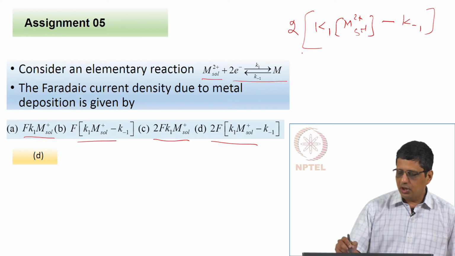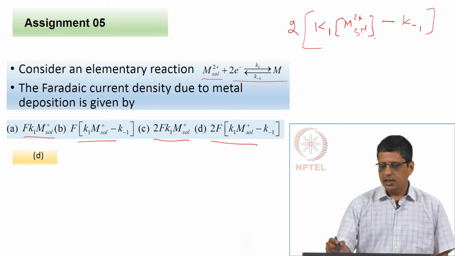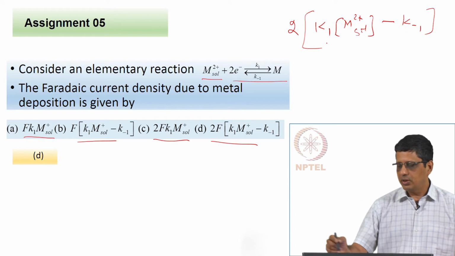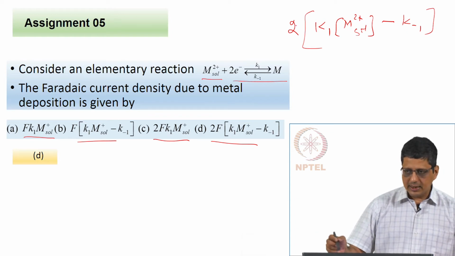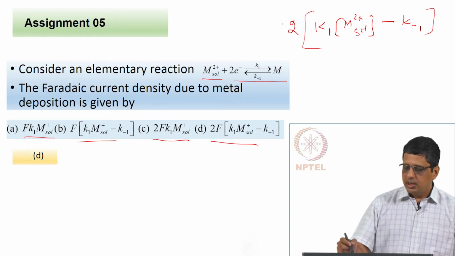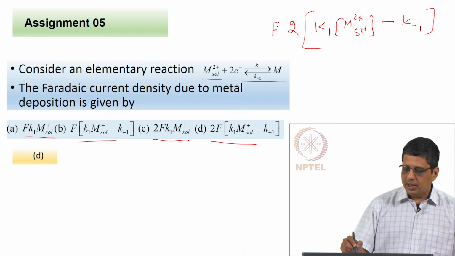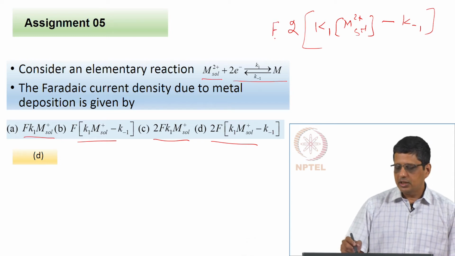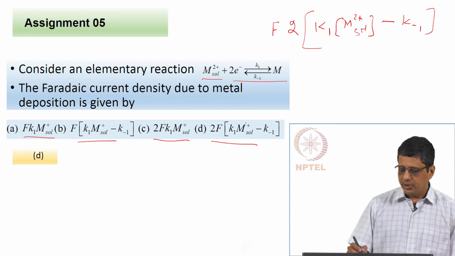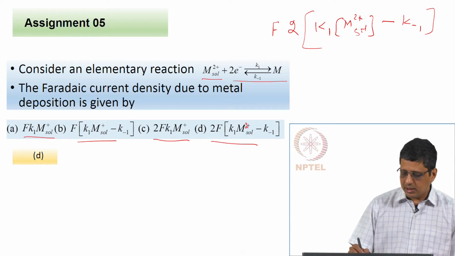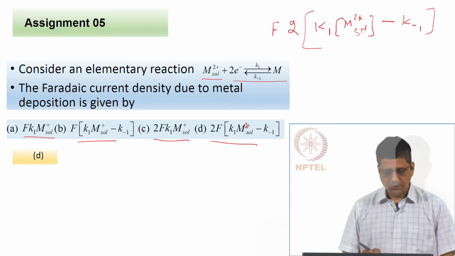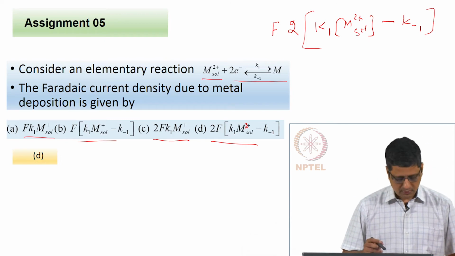2 electrons are involved in this. So, it is going to be K1 M2 plus in solution minus K minus 1, all these terms within the parenthesis multiplied by 2. This gives the rate, and if you multiply that by the Faraday constant, you would get the current. Okay. This in fact should remain as metal 2 plus in solution. D is the correct choice.